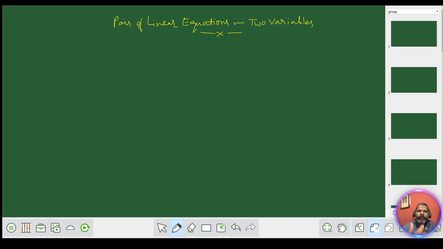As the name itself suggests, since there are two variables here, we substitute one variable's value in the other equation and make an equation in a single variable, then we solve it. Let's see an example, then we'll move to the textbook exercises. 7x minus 15y is equal to 2, x plus 2y equal to 3. Solve by substitution method.